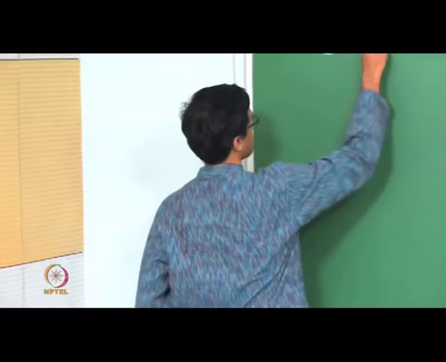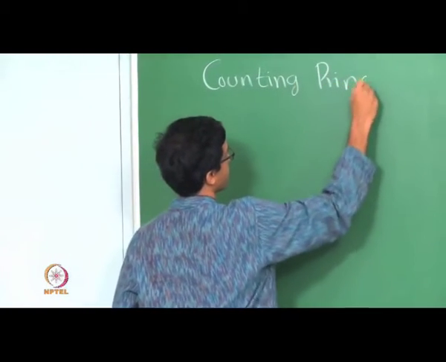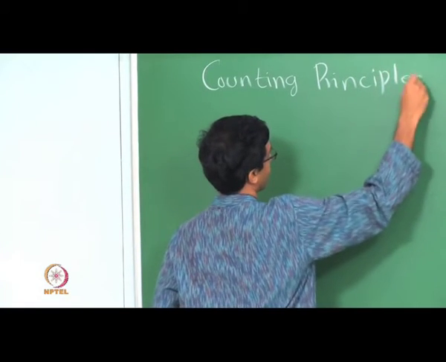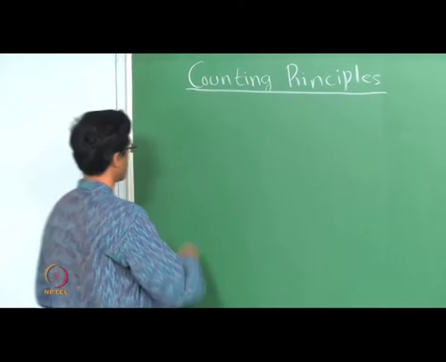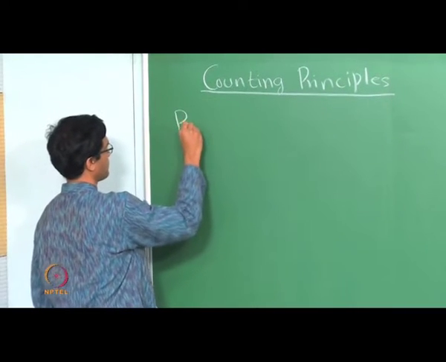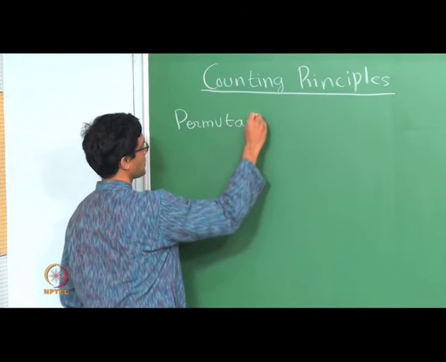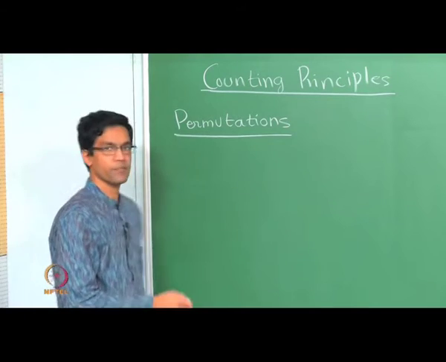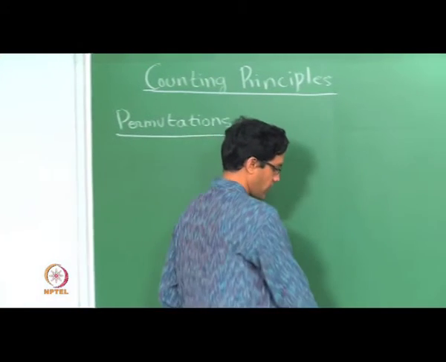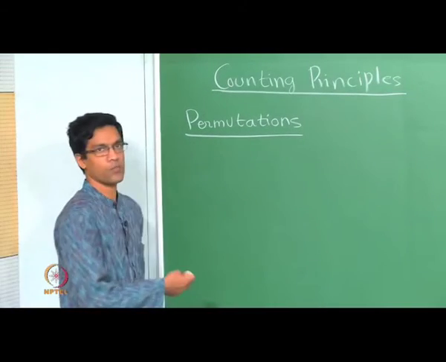Today we will talk about some basic counting principles. And so the most important two notions here are those of permutations and combinations. So let us start with permutations. So what is a permutation? It is a way of arranging n given objects in all possible ways.